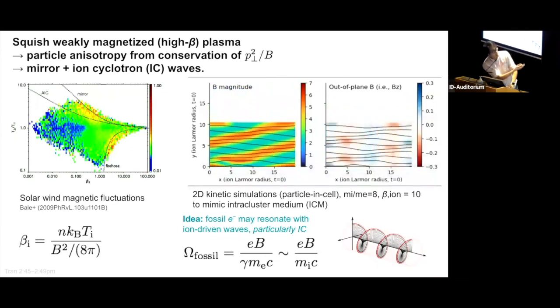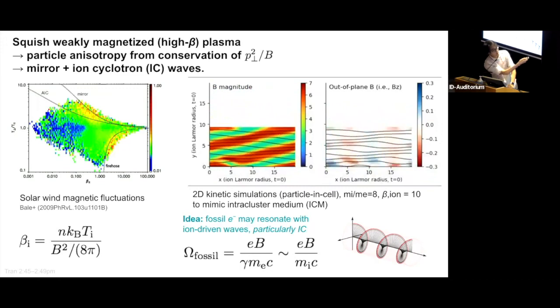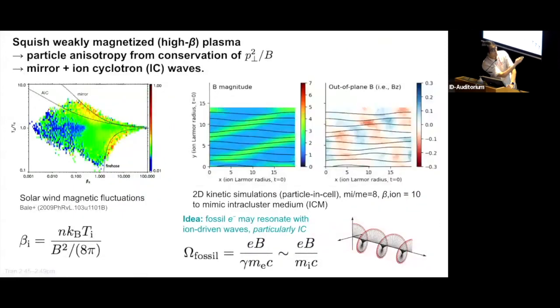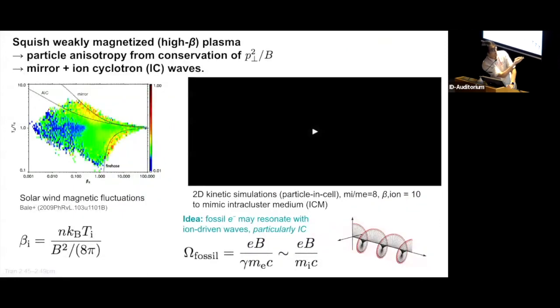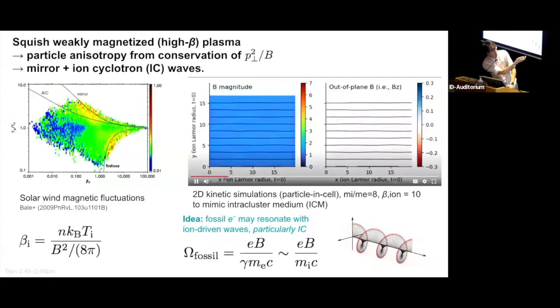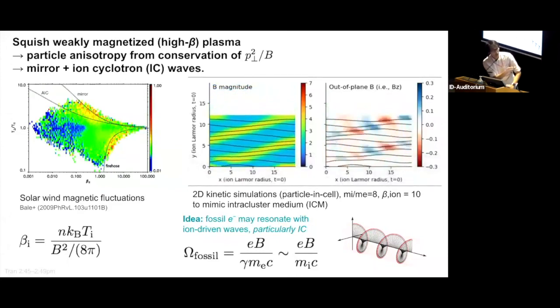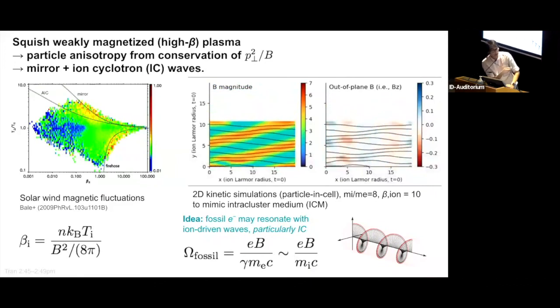What we see as a dominant instability is a so-called mirror instability, these static regions of low field and high field. But underlying that, there's also a subdominant ion cyclotron instability. And this is the one of interest to us.